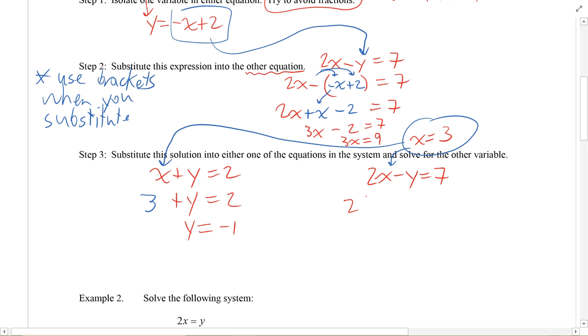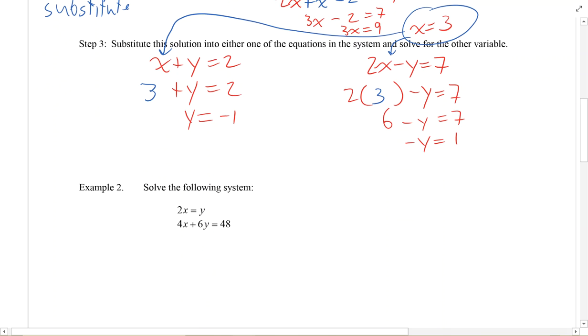Over here you get 2 brackets, 2 times 3. You have to have brackets when you substitute. I already mentioned that twice now. And so you would get 6 minus y equals 7, negative y equals 1. And then how do we get rid of the negative y? Divide by negative 1. And so we get y equals negative 1. So what is the solution then?